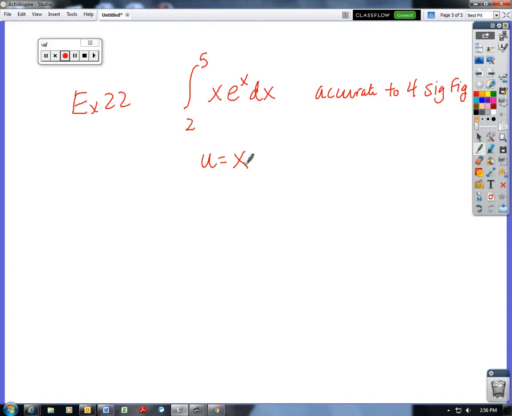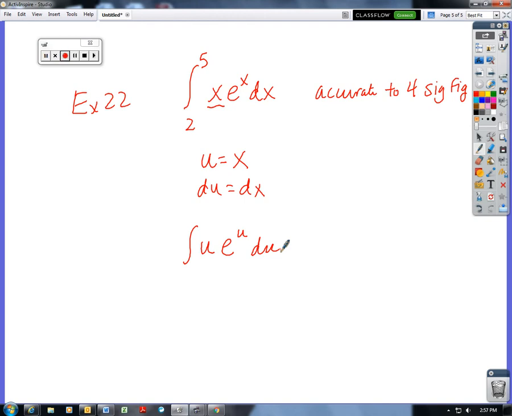Because you're not going to get very far with this. If you do du, you're just going to get dx. And if you tried to substitute, you'd have the integral, you would replace the x with u, you'd have e to the u, and then dx is du. And guess what? You have the same exact thing. You didn't get anywhere with that.